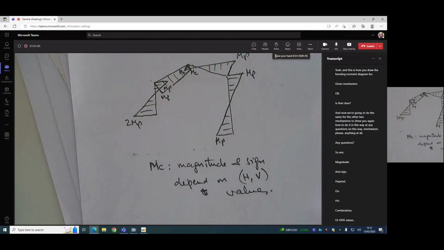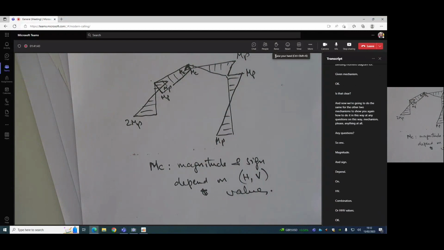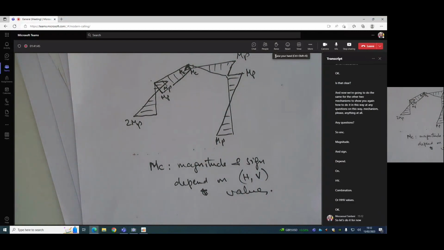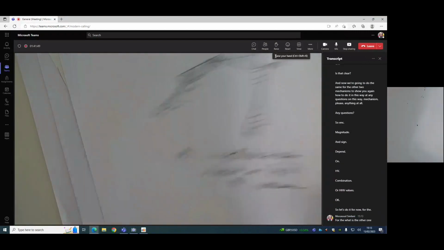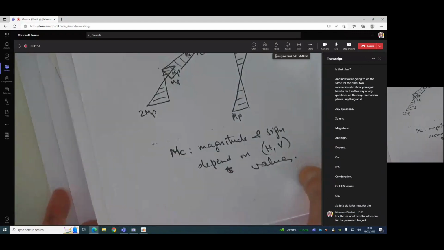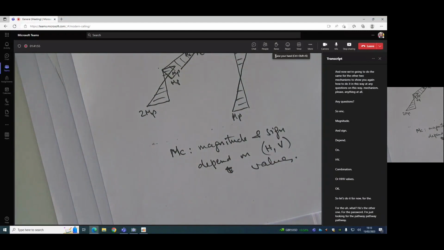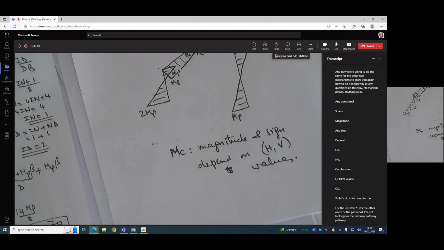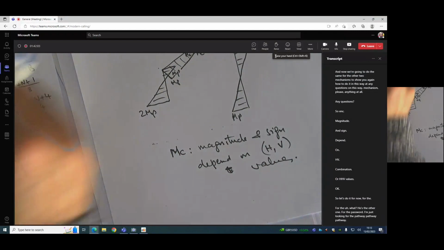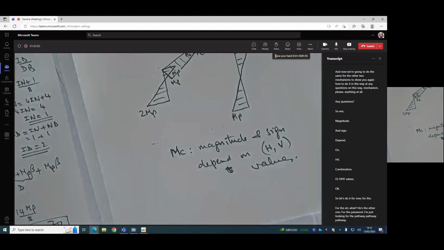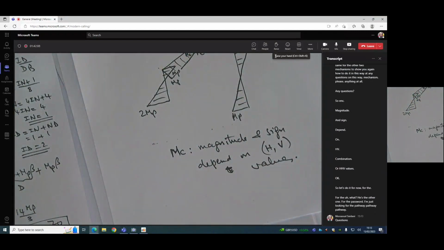Okay. So let's do it for now for the, what is the other one? For the part sway. I'm just looking for the part sway. Questions? Anything at all? Any questions?